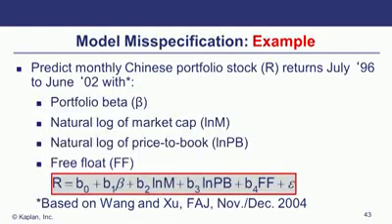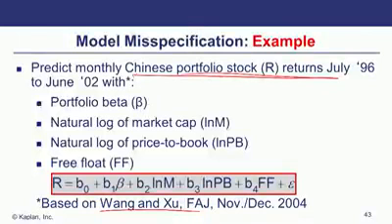Now, let's look at a concrete example here. This example is based on a study performed by Wang and Xu in 2004. Please remember not to memorize the actual specifics of the study. Use it as an illustration of the model misspec issues. So what they try to predict is Chinese portfolio stock returns in the period July 96 to June 2002. And they use the following explanatory variables. They use portfolio beta, the natural logarithm of market capitalization, the natural logarithm of the PB ratio, and free float. So here's your regression equation.